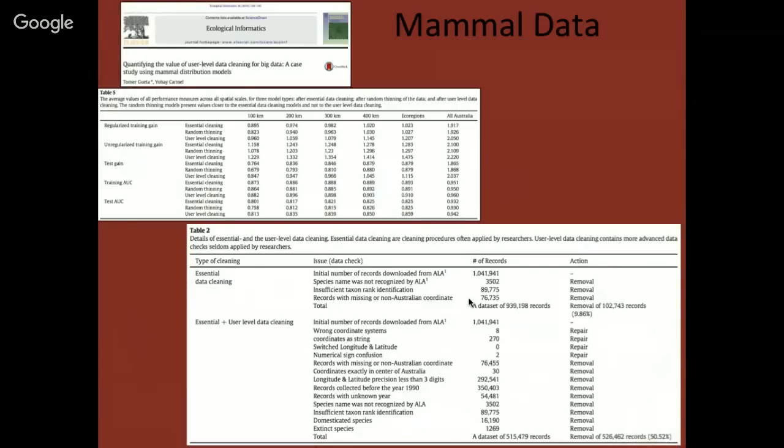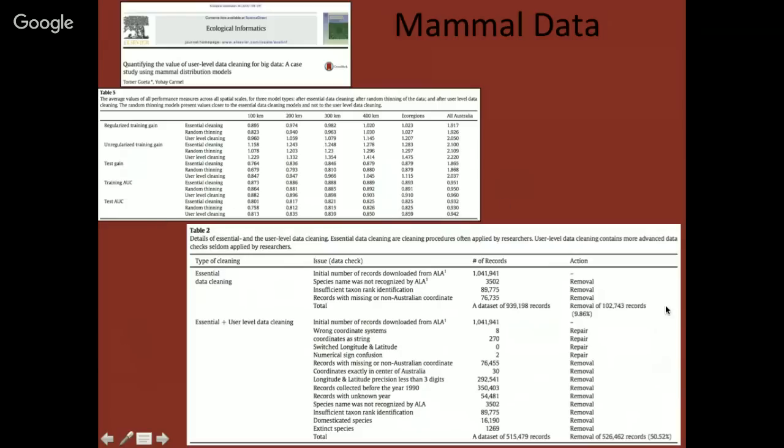And then perhaps most recently, here's a paper by Guetta and Carmel, quantifying the value of user-level data cleaning for big data. Essentially, they looked at mammals in Australia. They ran models. I don't particularly love the traditional ROC analyses, but what you can see is that between 3 different data treatments, what they call user-level cleaning always gets the highest performance value, which you can see down here in the bottom row of this table.